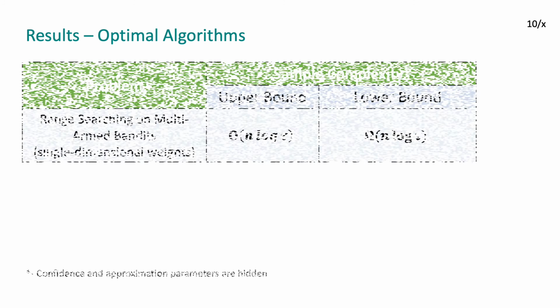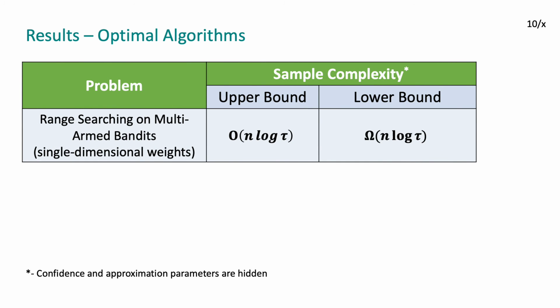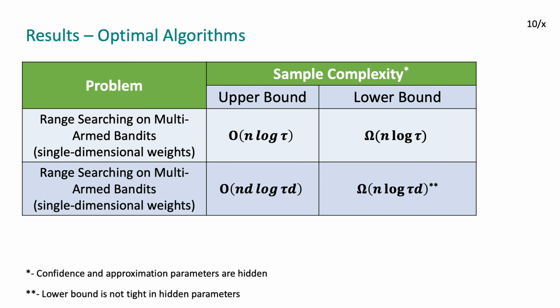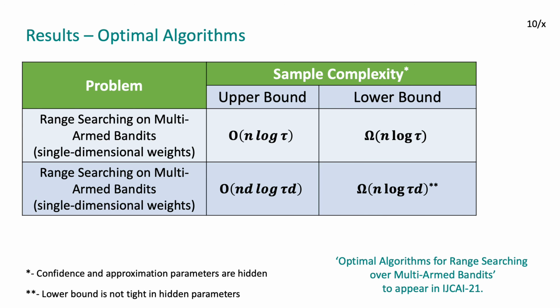We summarize our results in this slide. We created optimal algorithms for the problem of range searching over multi-arm bandits and established upper bounds and tight lower bounds for the number of samples. In that expression, n is the number of points or arms, tau is the size of the minimum hitting set of the input intervals. We also extend our work to multidimensional weights, where d is the number of dimensions. Some intuitions and details are indeed brushed under the carpet. Detailed explanations, algorithms, and proofs can be found in our paper mentioned at the bottom right.